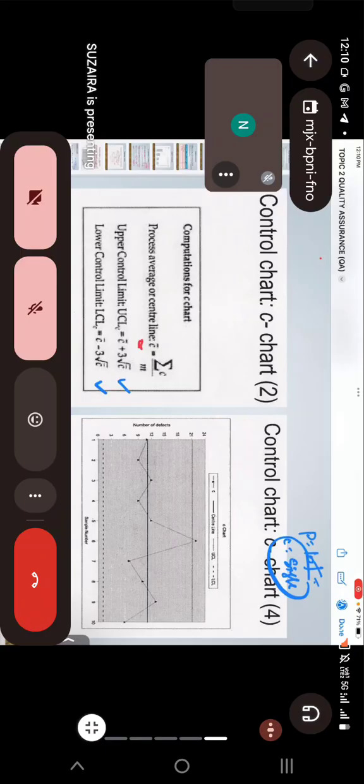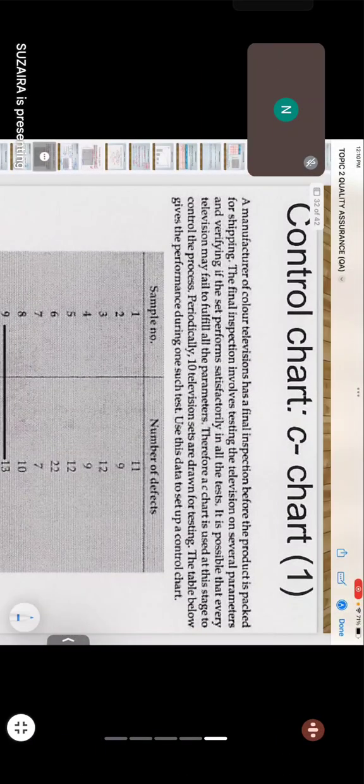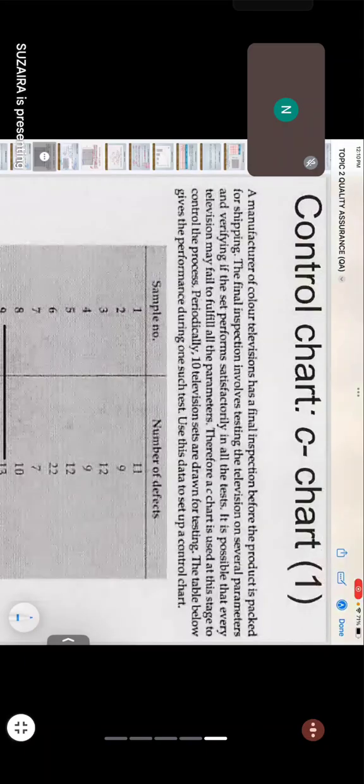Okay. All right. If we look at this one, this is an example of a control chart. Similar to just now. We have a case study here, and this time there's a manufacturer of color televisions that has a final inspection. Okay. So remember, whether it's a control chart or P chart, usually it involves the final inspection and offline inspection before the product is packed for shipping.